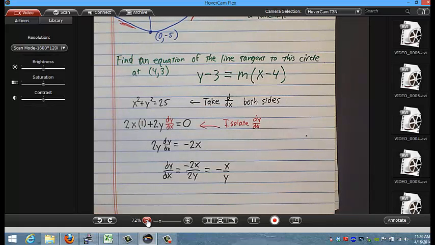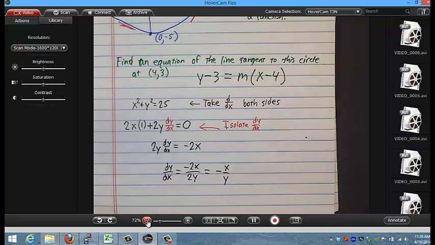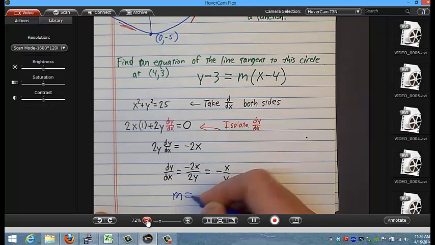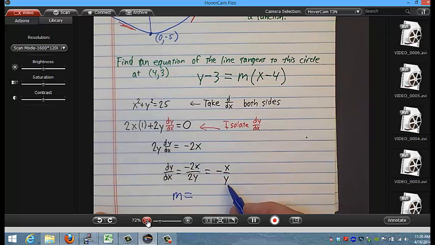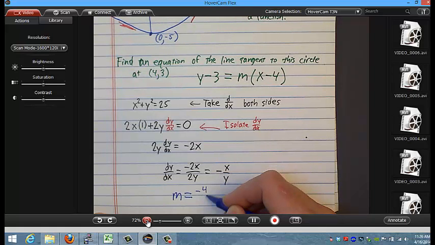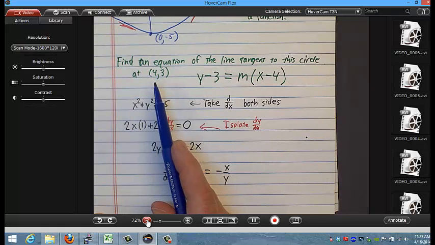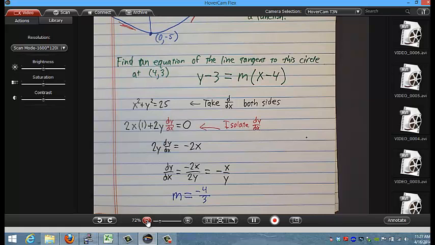Now, to find the slope, my slope m, I can use that formula. But notice this formula is different. It has an x and a y in it. You see that? What do you plug in for x? 4. What do we plug in for y? 3, because we said we're at the point (4, 3). So what's the slope? Negative 4/3.